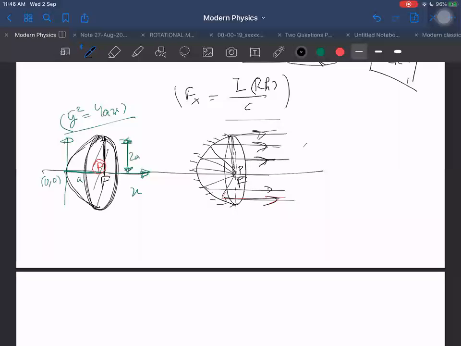Very easily we can obtain it. Very easily. Two-A by C.